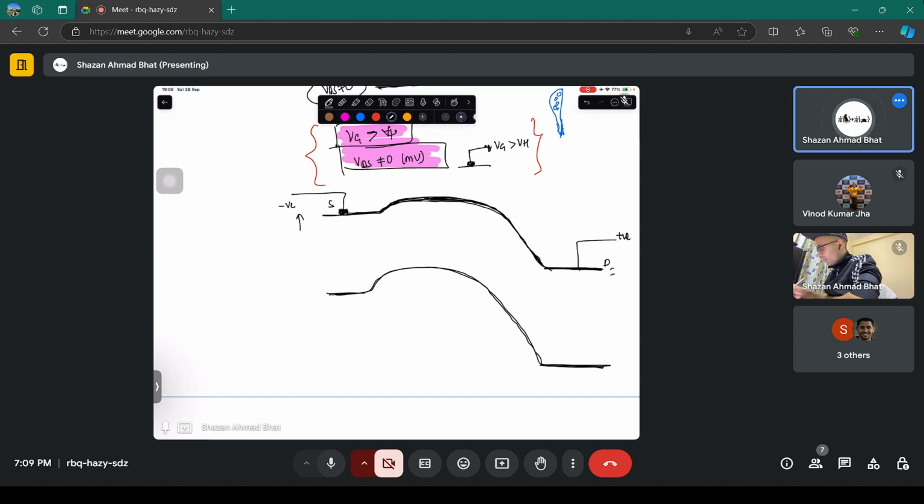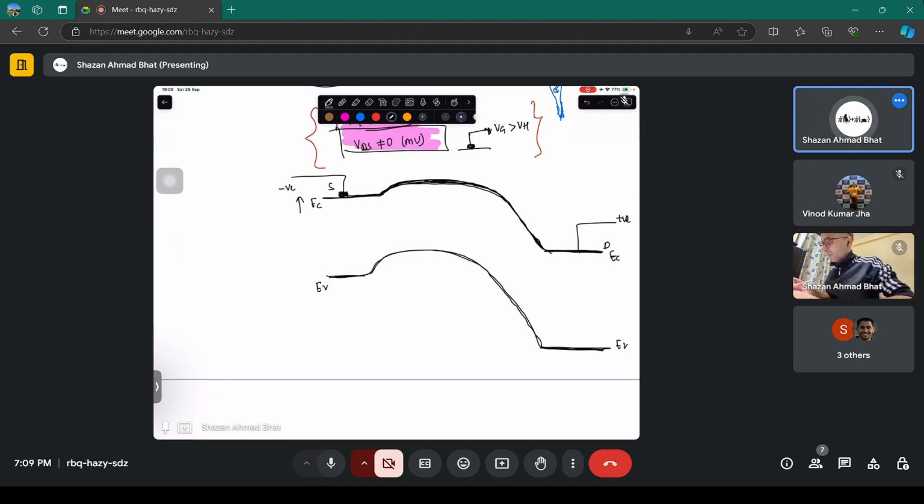This is conduction band, valence band. Now let's talk of Fermi level. In this region the Fermi level will be down here. In this region the Fermi level will be here because this is N plus type. This is also N plus region.